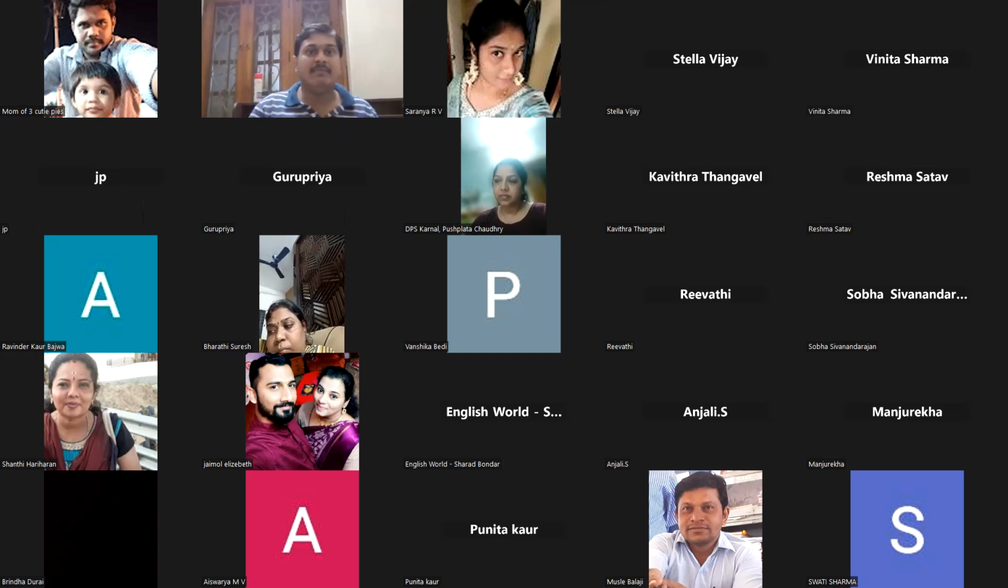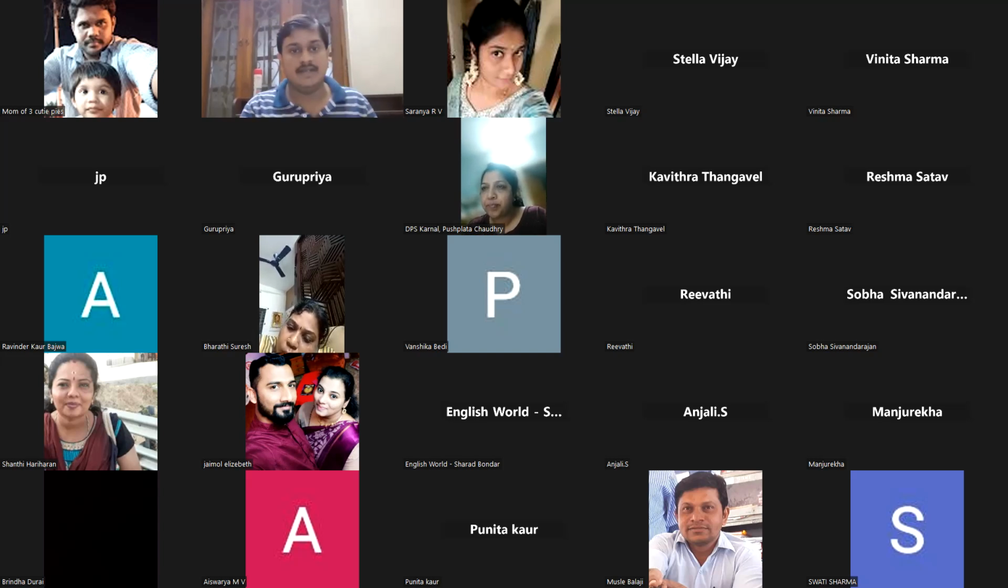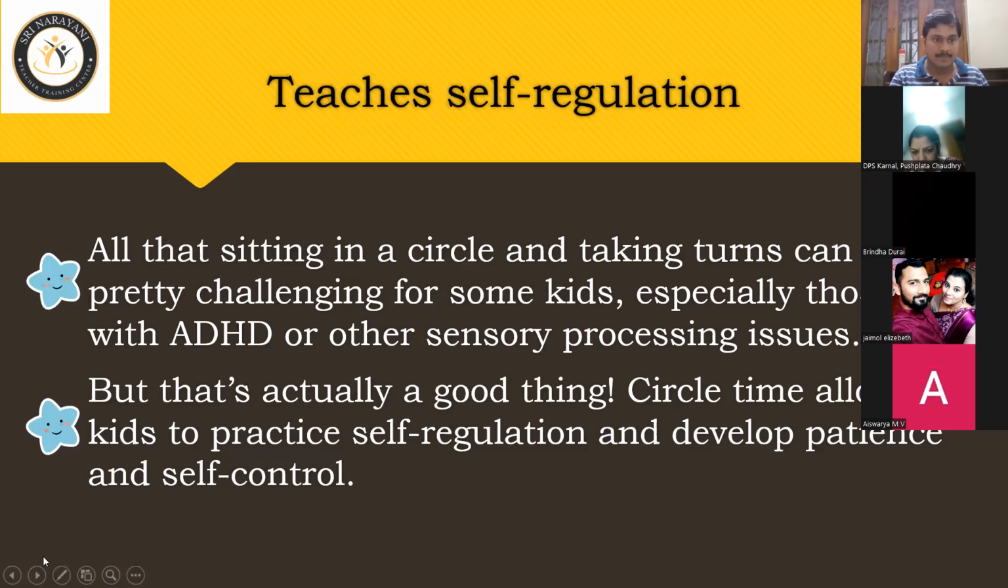So during circle time, I couldn't give more examples over here. But remember, one objective of circle time is also to enhance self-regulatory skills. So we have to be creative and find out those activities that can enhance self-regulation skills among the students. Hope we are good to go to the next part. Yeah.